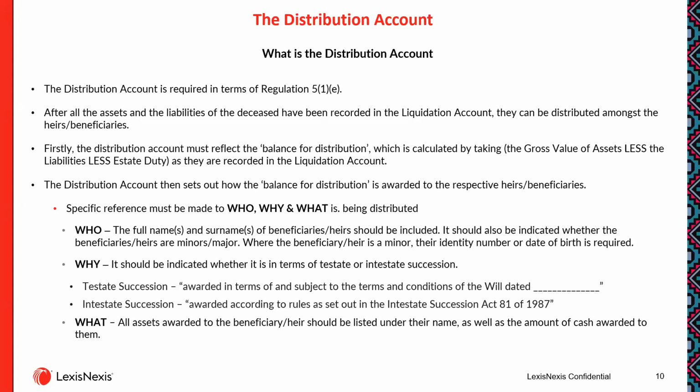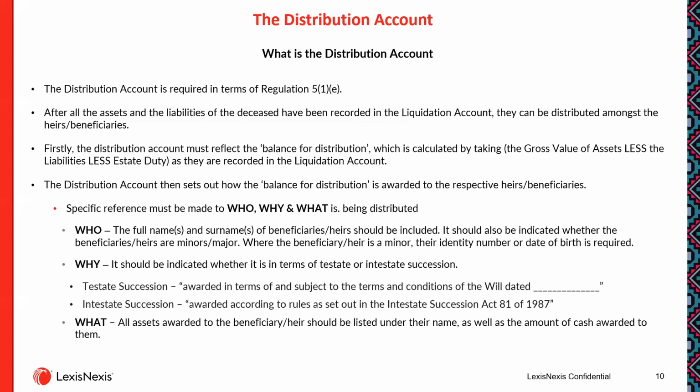Secondly, the distribution account then sets out exactly how the balance for distribution is awarded to the respective heirs or beneficiaries. It's important to note here that in our distribution account, we need to make specific reference to who is receiving a specific asset, why they are receiving that specific asset, and what exactly they are receiving.